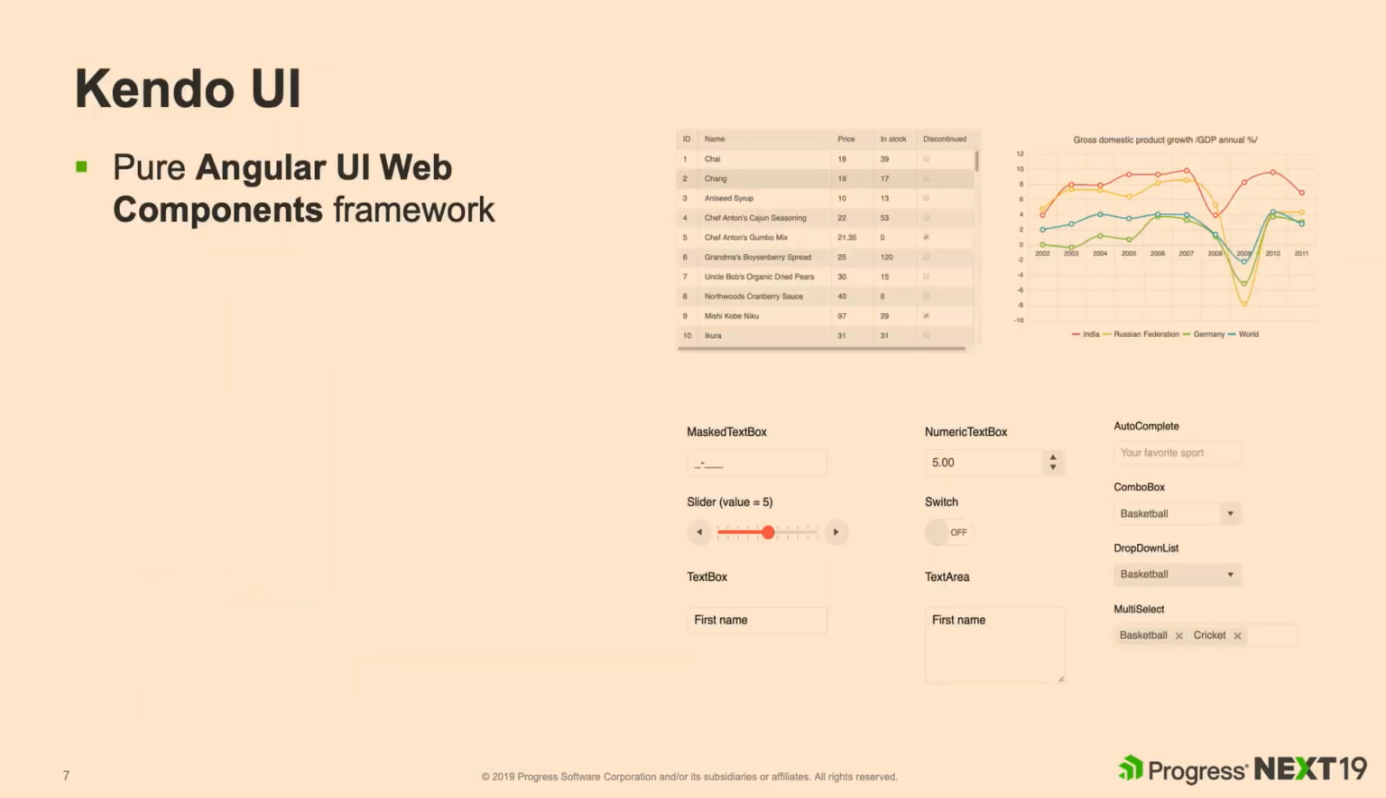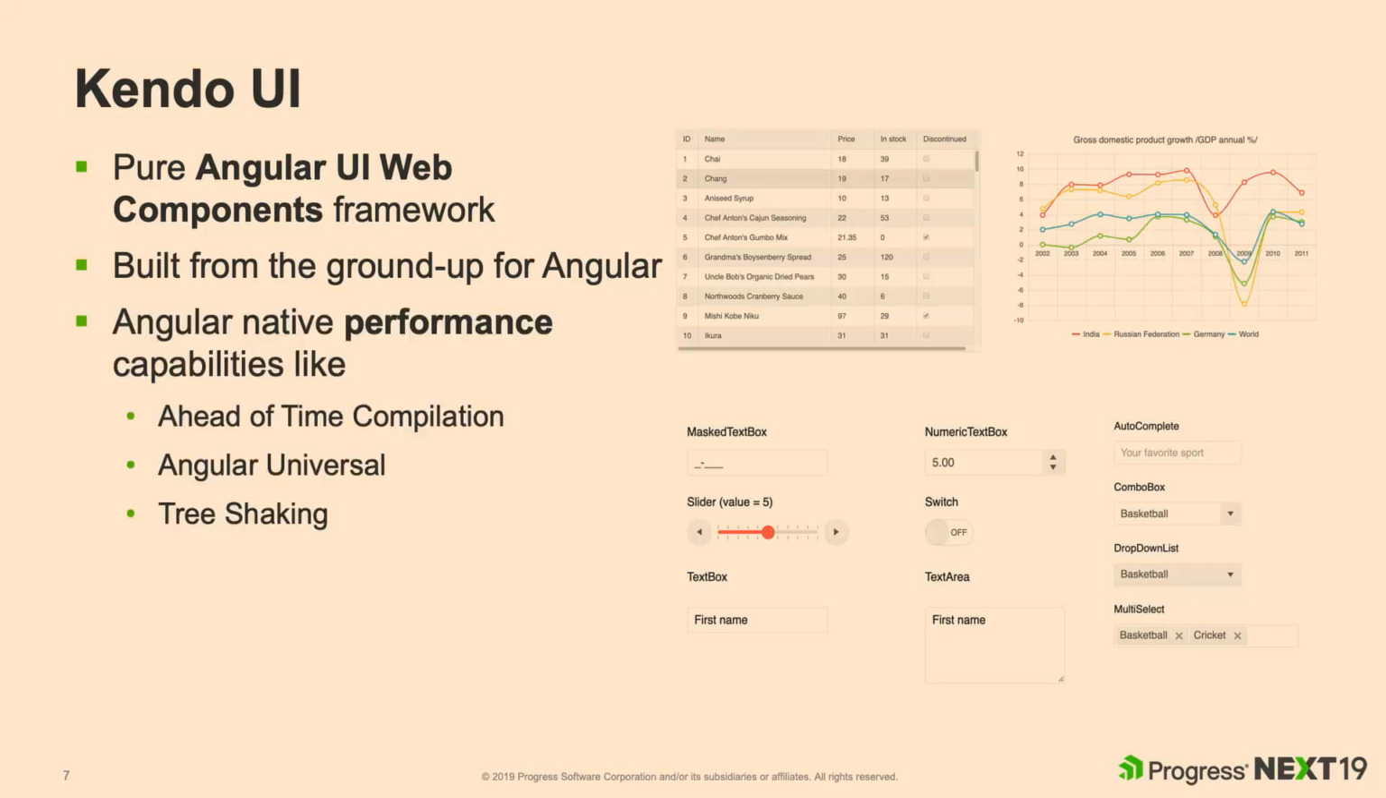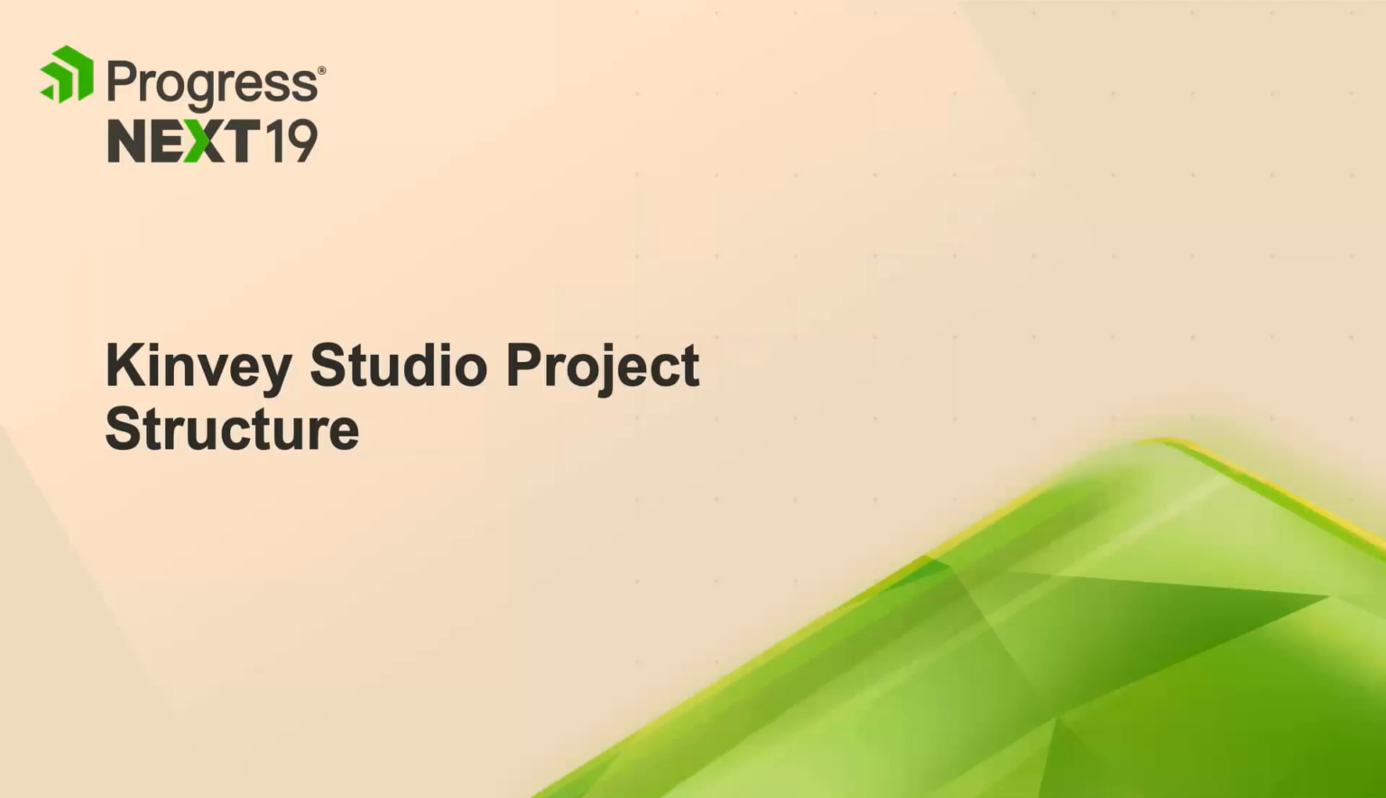Kendo UI. For the web part, Kinvey Studio relies on Kendo UI. This is a pure Angular web component framework built from the ground up. It doesn't wrap any other frameworks, and this makes it possible for Kendo UI to take advantage of all the native Angular performance capabilities, like ahead-of-time compilation, Angular Universal, and tree shaking. It's also part of the Progress family, and it comes with the same level of user support.